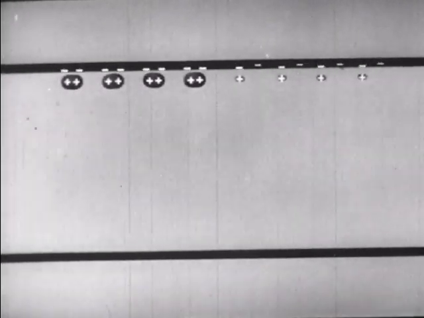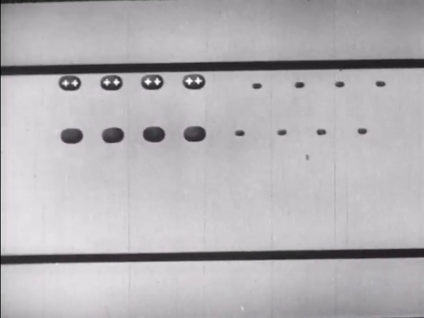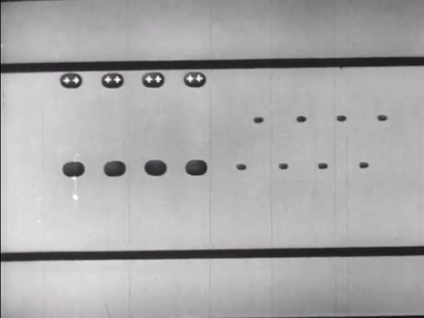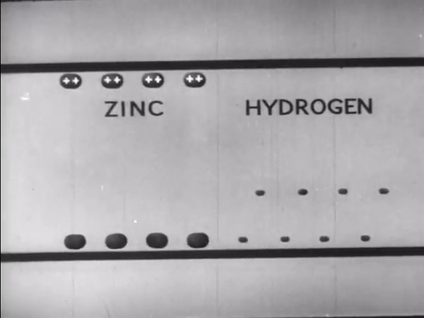If we use molten zinc chloride, however, we find that only half as many atoms are removed from the solution by the same quantity of electricity. An atom of zinc must therefore carry twice the charge of a hydrogen atom.